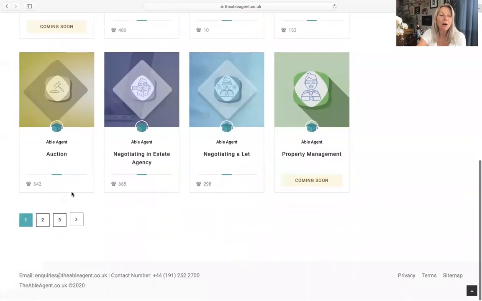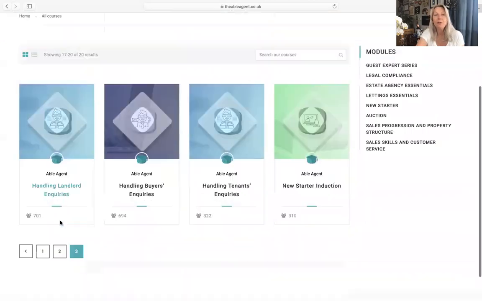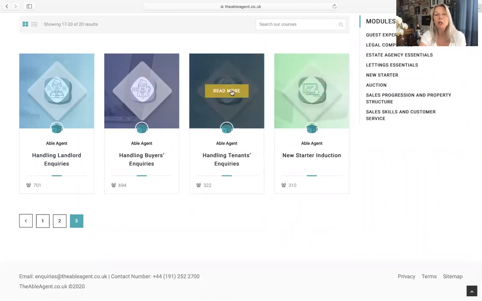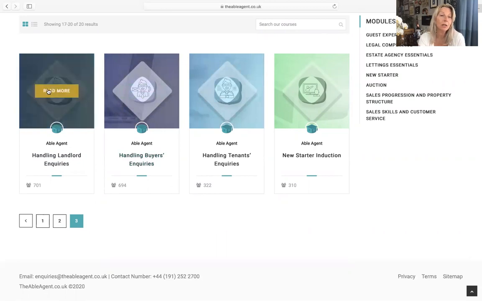So if we start at where I would suggest you start, you can look at Induction. If you've got new starters, we have a full induction course. And then we go on to the really good basic skills of an estate and letting agency for handling inquiries. So we've got specific courses for handling tenant inquiries, handling buyer inquiries, and handling landlord inquiries.